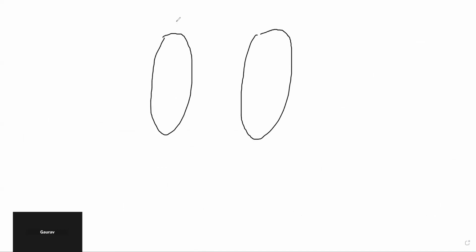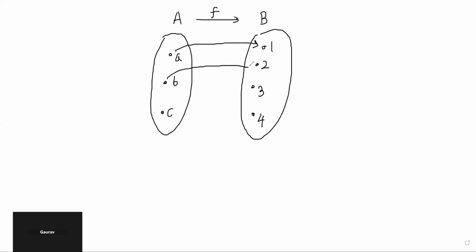And now we can define certain terms like domain, codomain, and range. So let's say we have a function from A to B, A, B, C, 1, 2, 3, 4. Now let's say we have a connection like this.